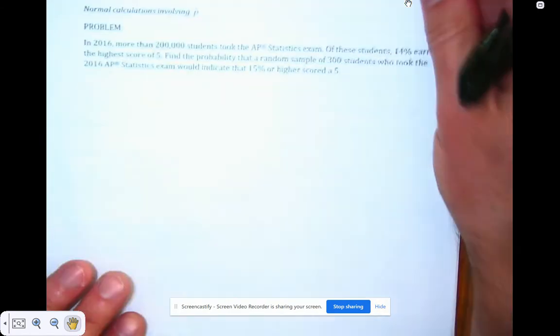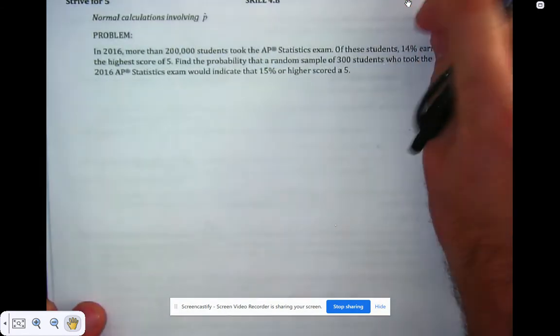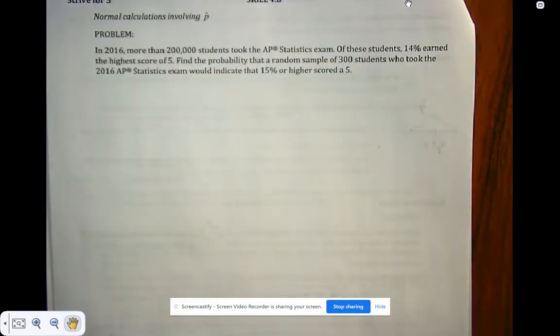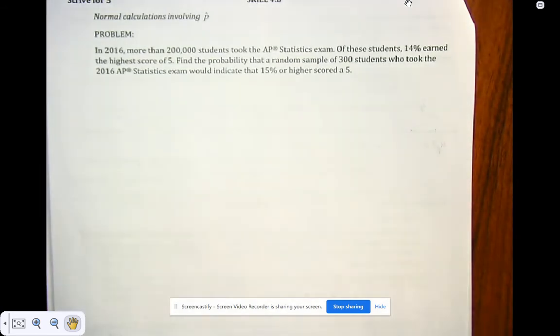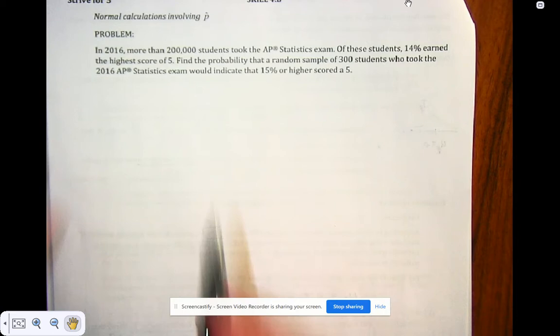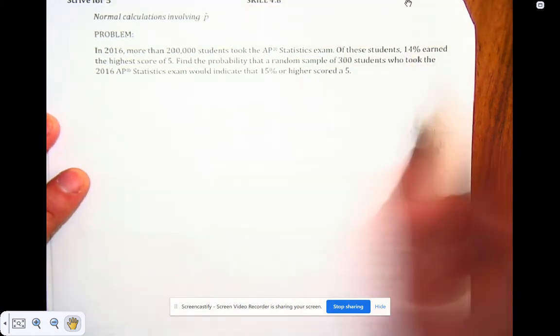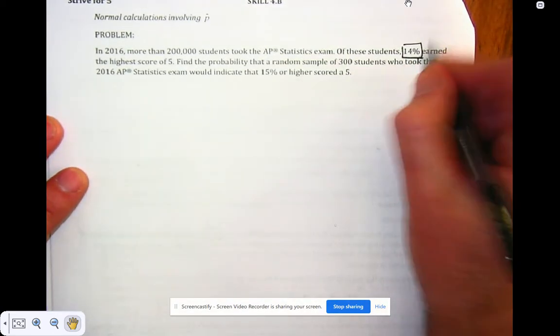This is the last one. It's just one problem here. And we're going to do basically the same thing, but once we get a mean and a standard deviation, we're going to be able to calculate something. Okay, so in 2016, more than 200,000 students took the AP Stats exam. Of these students, 14% earned a score of 5. Find the probability that a random sample of students who took the 2016 stats exam would indicate that 15% or higher scored a 5. Okay, so we have population proportion given.